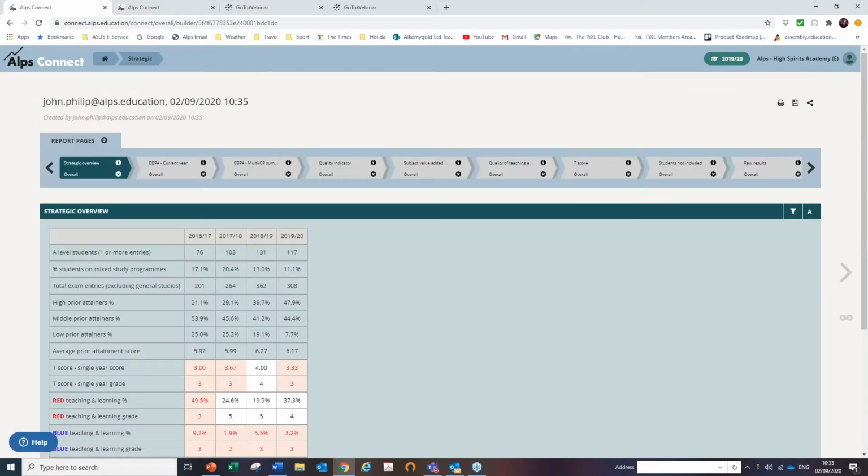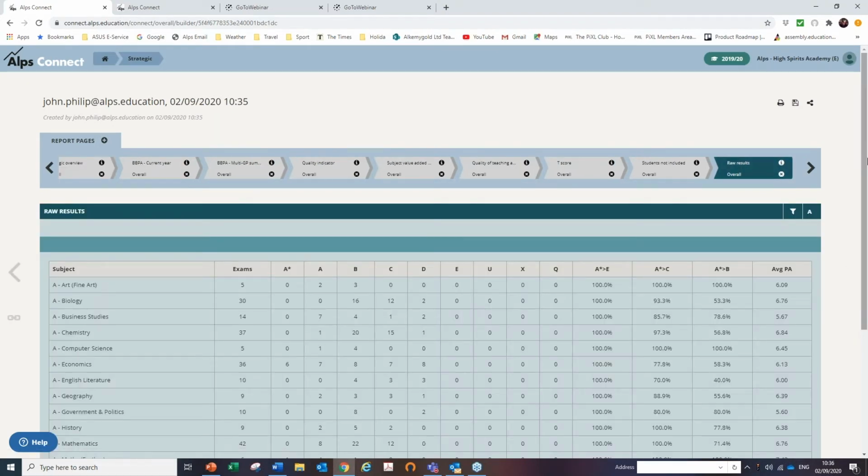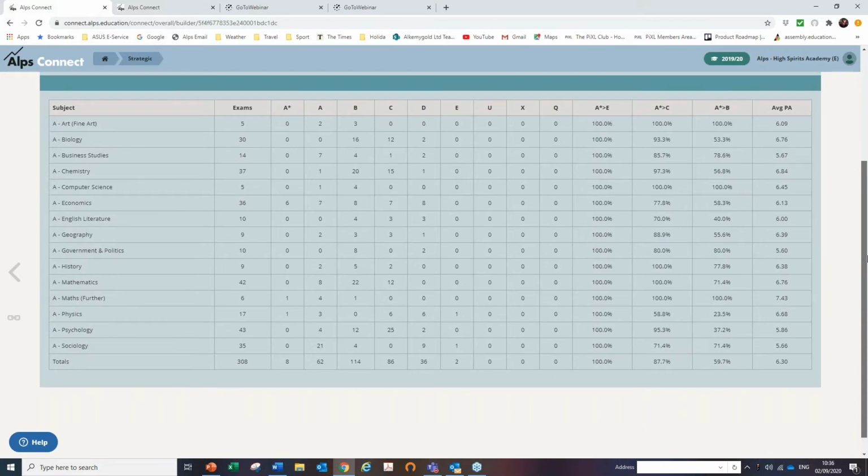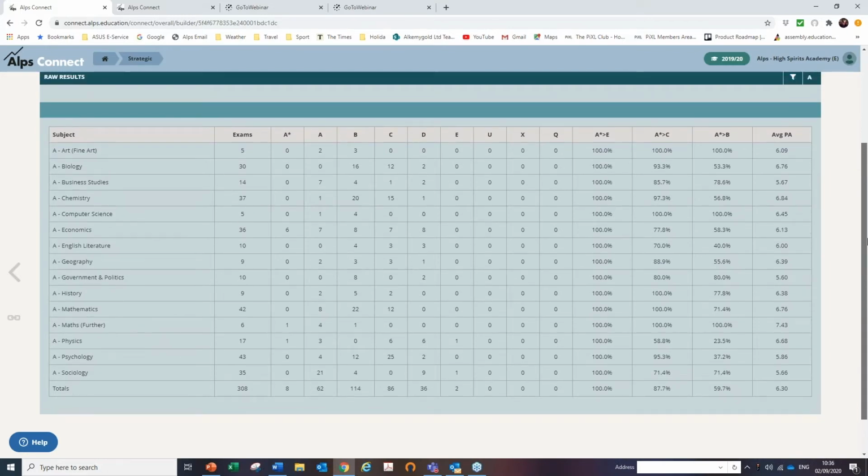And having created it, I either now, because you can see I've got lots and lots of pages here that basically cover the strategic report, I could dip into one or two. In fact, I think I will. I'm going to dip into raw results to see what they look like, because of course they're going to compare the same with what I've actually uploaded from my management system.